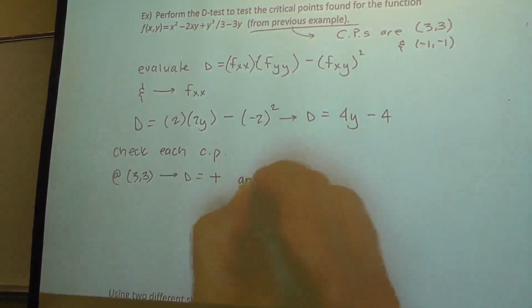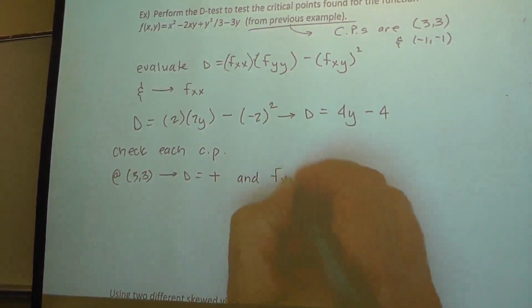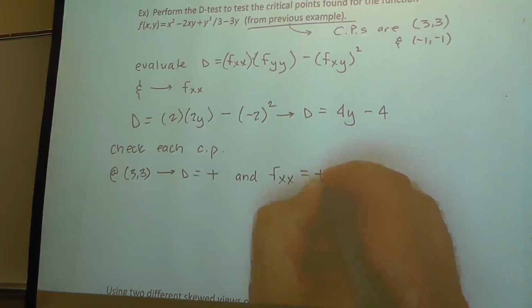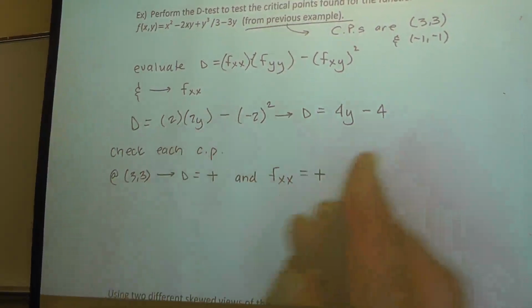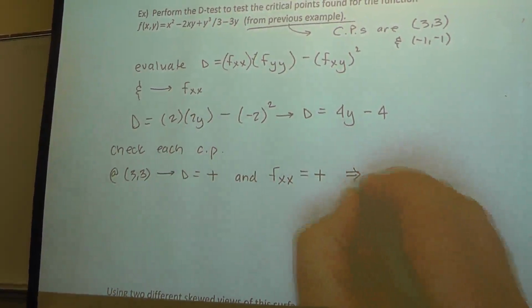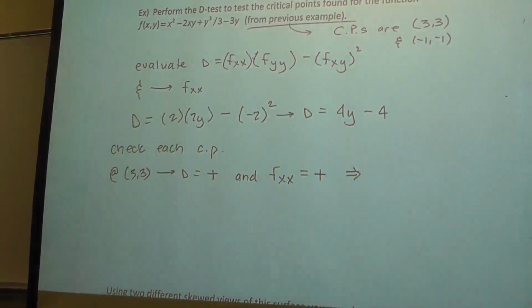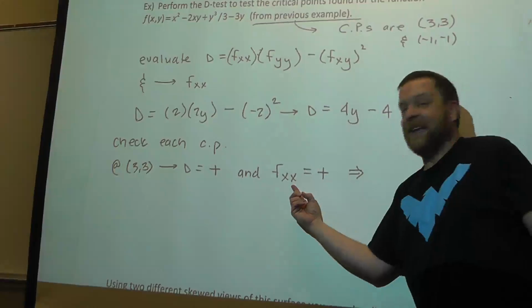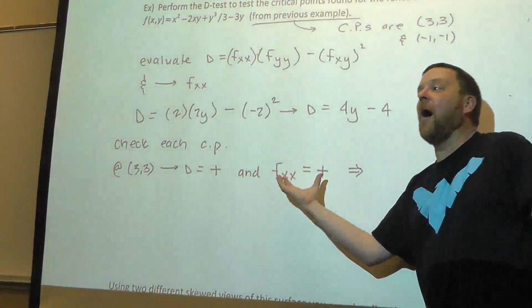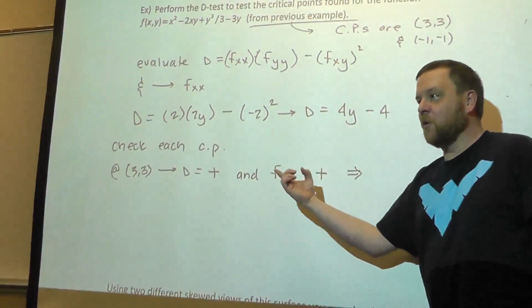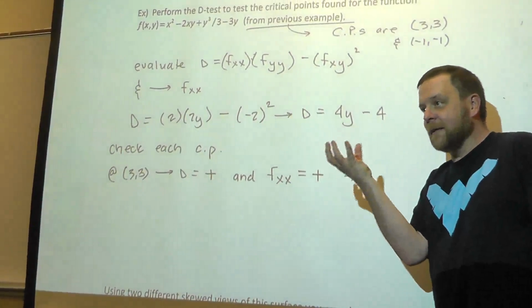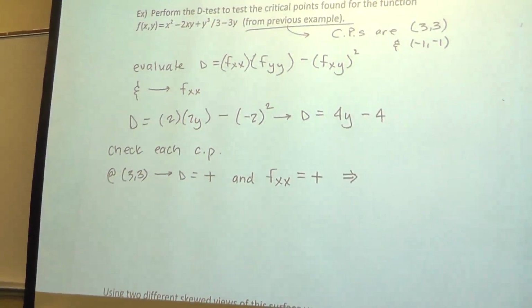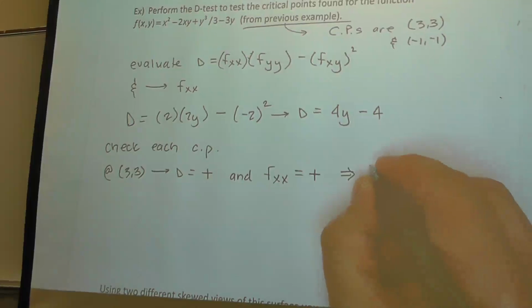And fxx is always positive because it's the constant positive 2. So what is that implication? The critical point 3, 3 produces what for the surface? Local max. Yeah, you're at the bottom of concave up. So that means this critical point is at the bottom of a bowl, as in a valley. So it should be a local minimum.